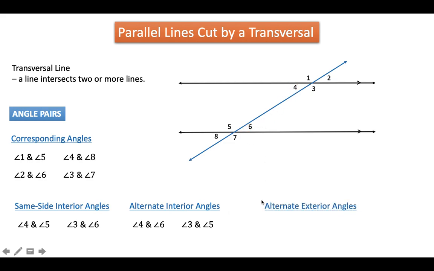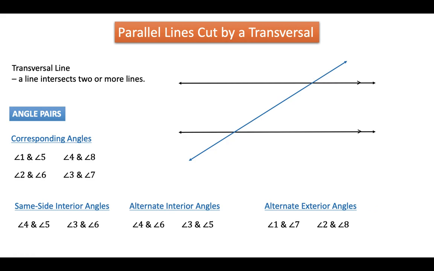And lastly, the alternate exterior angles. Similarly, they are located on the left and right of this transversal line, but their location is outside these parallel lines. So one of the pairs is angle 1 and angle 7. The other pair is angle 2 and angle 8. And these alternate exterior angles are congruent with each other. It means they have the same measure.